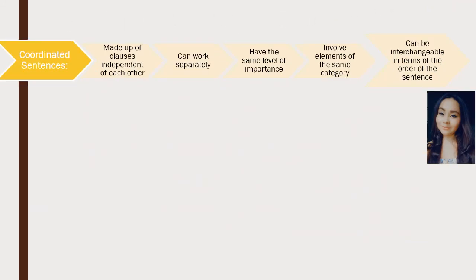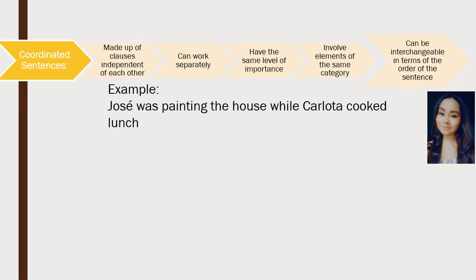Coordinate sentences are made up of clauses independent of each other. They can work separately, have the same level of importance, involve elements of the same category, and can be interchangeable in terms of the order of the sentences. Example: Jose was painting the house while Carlota cooked lunch.